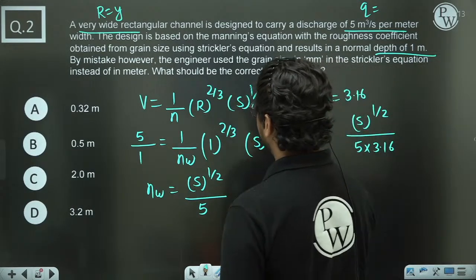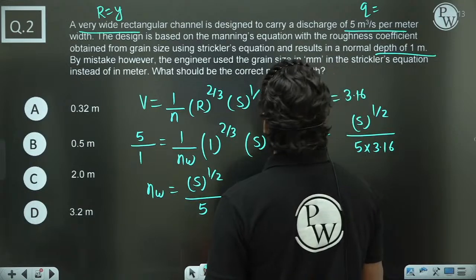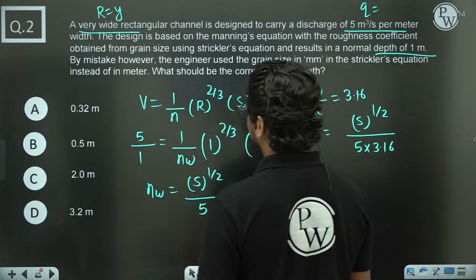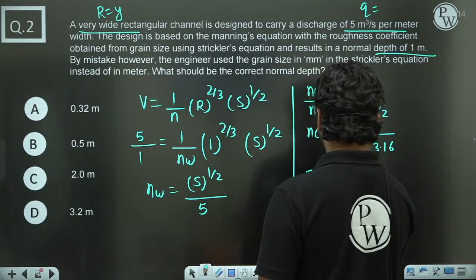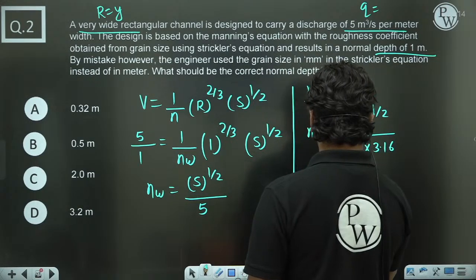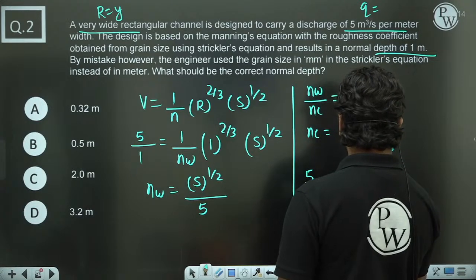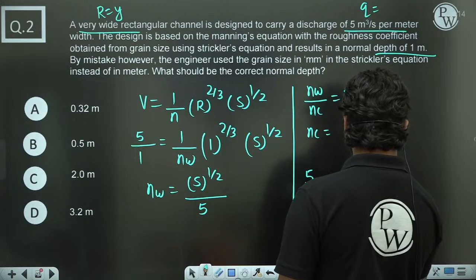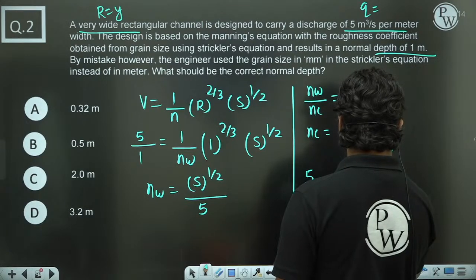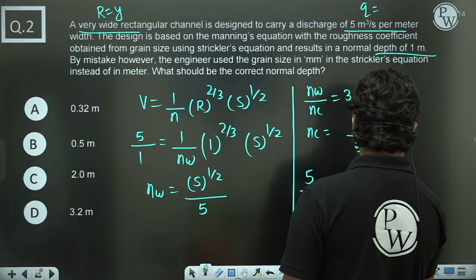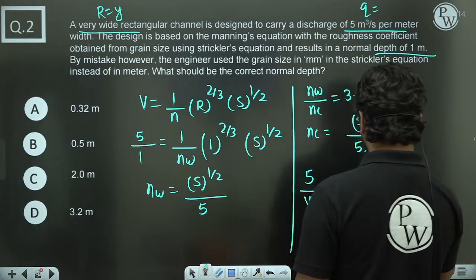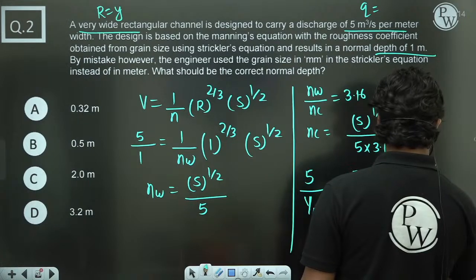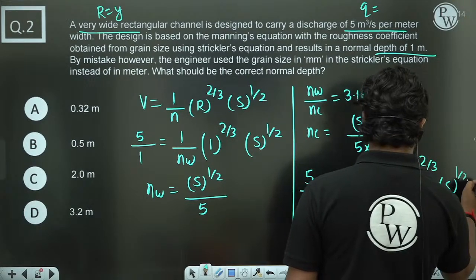Now see this formula, we can use it. V equal to, so V equal to, we have 5 divided by 1. So yn correct we don't know. 1 upon n correct we know, so it will be s to the power 1 by 2, and on top it will be 5 into 3.16. Then again yn we don't know, to the power 2 by 3. Slope s to the power 1 by 2 we know.